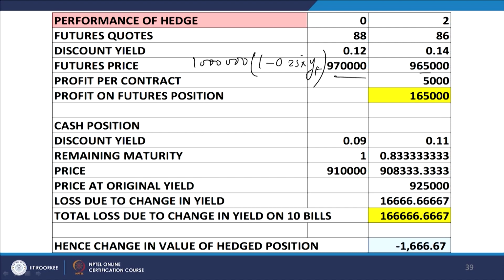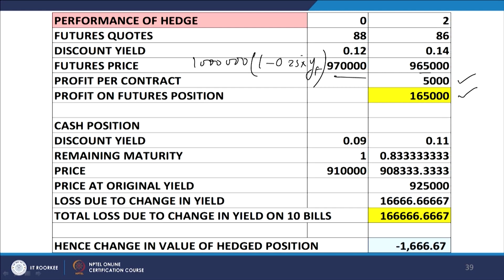Now, because this is a short position, what happens? The profit will be not closing minus opening, but because it is a short position, it will be opening minus closing. In other words, you get a profit of 5,000. Because you are having 33 contracts, your total profit on the futures position comes out to 5,000 into 33, that is 165,000. Let us now look at the cash position.